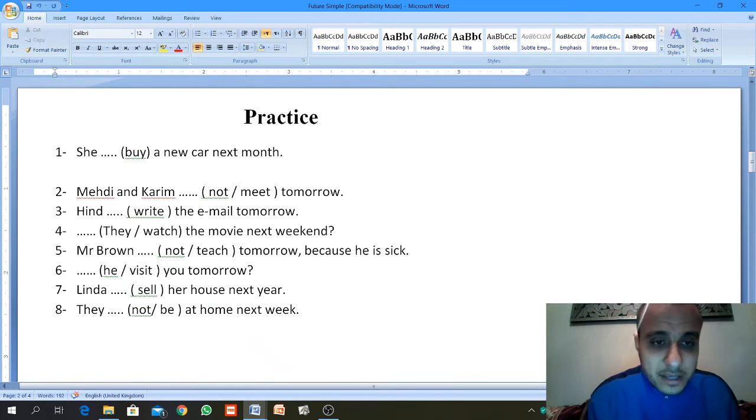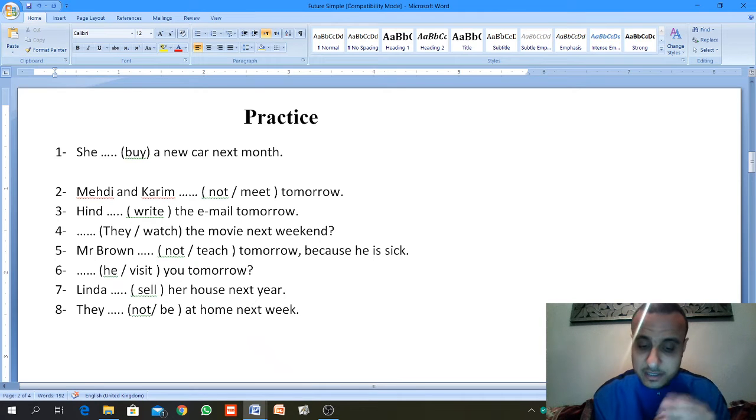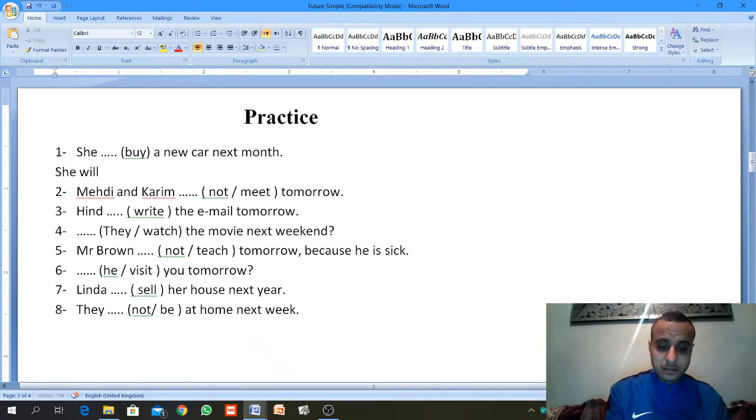So: she buy a new car next month. This sentence, is it affirmative, negative or interrogative? We have no question mark and we don't have not. So this is an affirmative sentence. Our rule is subject plus will plus infinitive without to. The subject is she plus will plus buy, which is the infinitive without to, and we continue the sentence. She will buy a new car next month. So next month is the future.